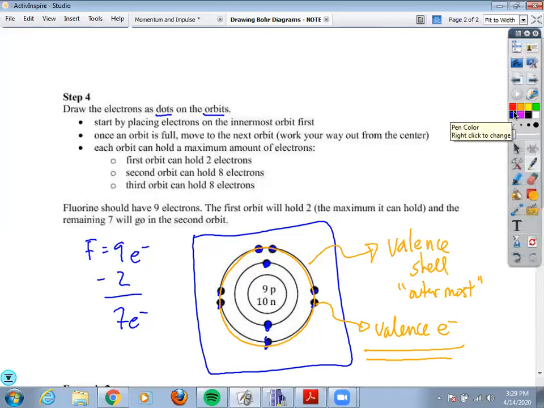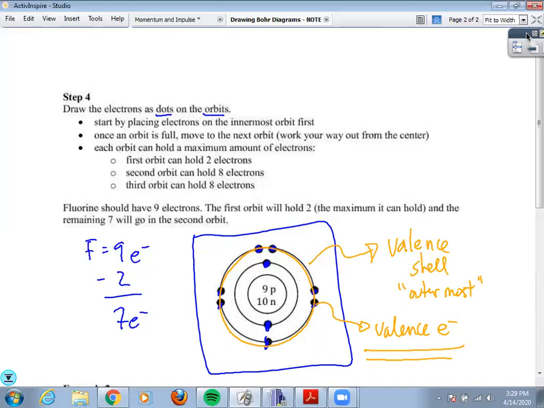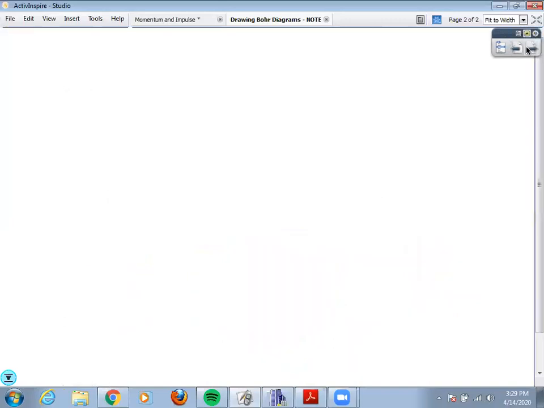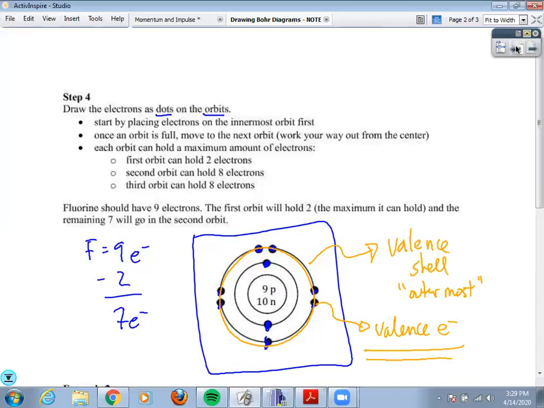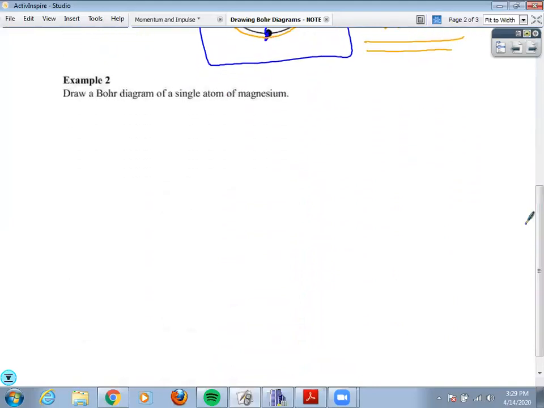So we'll go through another example from scratch to see how we can draw a Bohr diagram. Here we're being asked to draw a Bohr diagram of a single atom of magnesium. Magnesium, remember, is symbol Mg. So we need to know the atomic number, and we need to know the mass number.